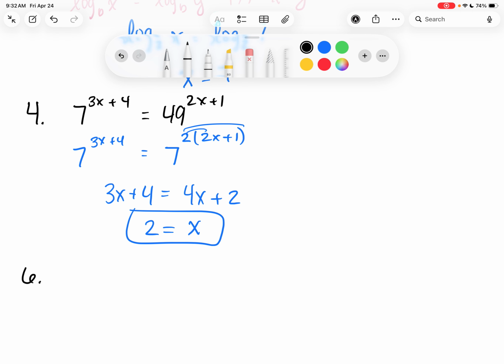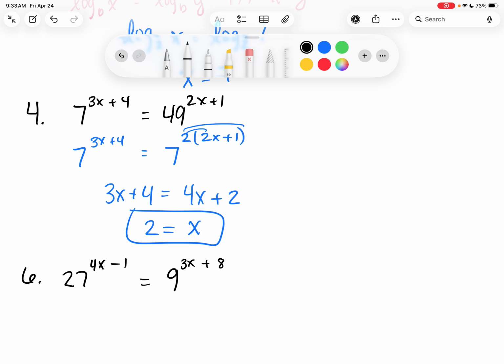Number 6. 27 to the 4x minus 1 is equal to 9 to the 3x plus 8. So one is a base of 27, the other is a base of 9. Can either of these be rewritten as a power of the other one? No, but could you use 3?